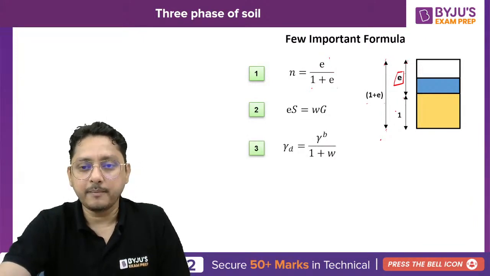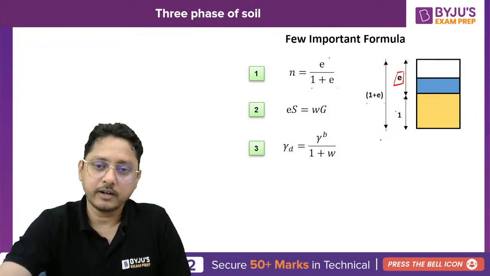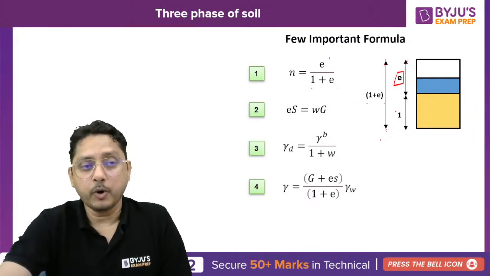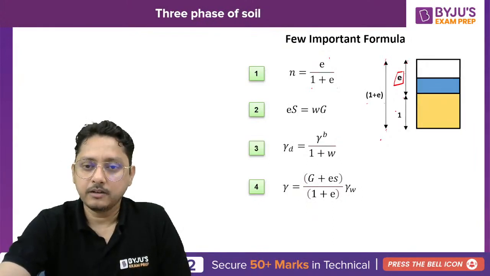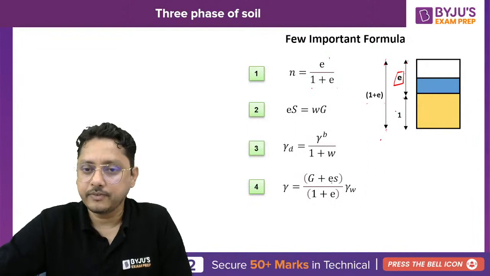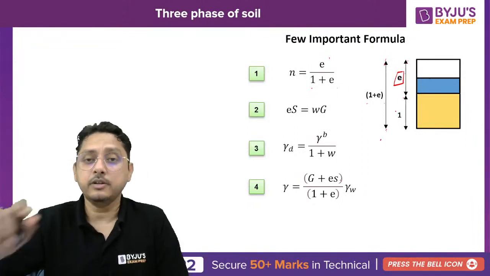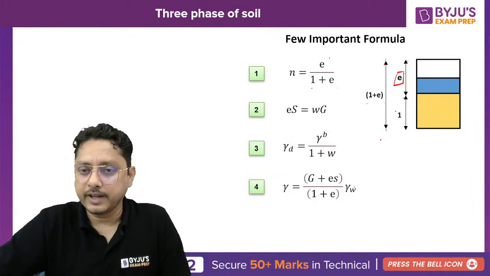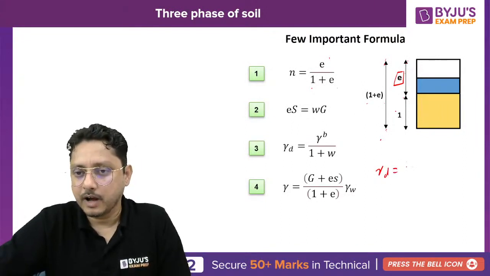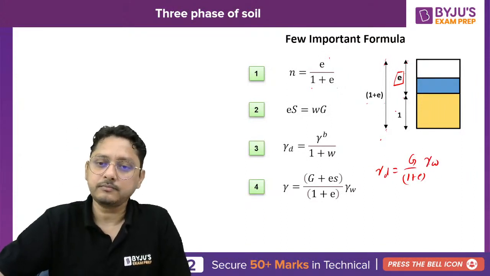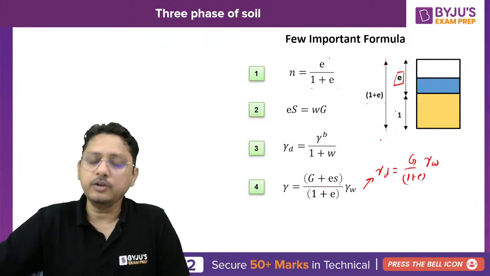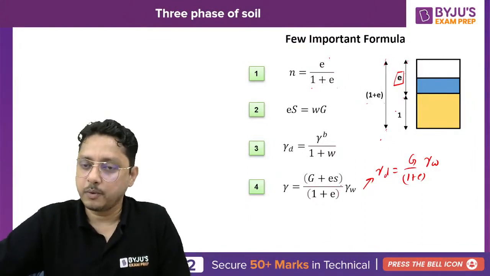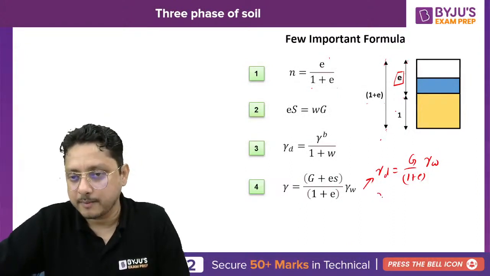The third very important formula is gamma d, which is gamma bulk by 1 plus w, where w is once again the water content. The fourth one is gamma equals (G plus eS) by (1 plus e) into gamma w. Here you can see one thing: if the degree of saturation becomes 0, meaning you have a dry soil, then gamma d will simply become G by (1 plus e) into gamma w. And if the degree of saturation becomes 100%, a saturated soil, S becomes 1. Hence this gamma will be known as gamma saturated, which is (G plus e) divided by (1 plus e) into gamma w.